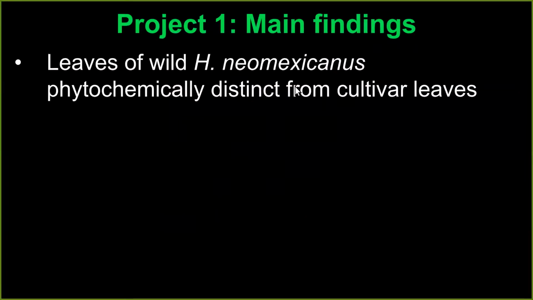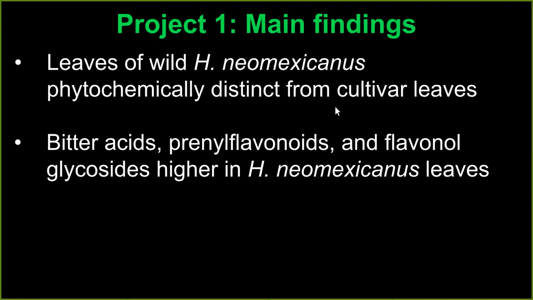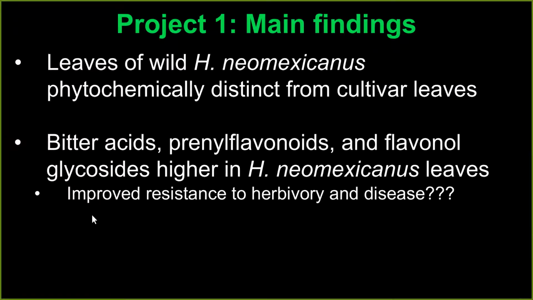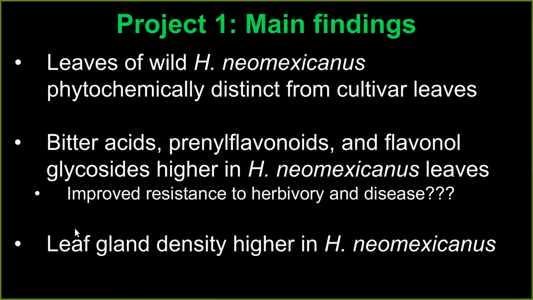So to summarize the findings of this project, the leaves of the wild hops are phytochemically distinct from the leaves of the cultivars. We saw that in the principal component analysis. We also found that bitter acids, prenylflavonoids, and flavonol glycosides are higher in the wild hop leaves, the wild Neomexicanus leaves. And this may confer improved resistance to herbivory and to disease like fungal infection. But this needs to be followed up with further study to more directly test this hypothesis.